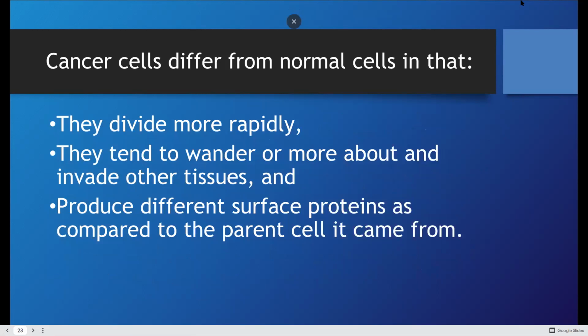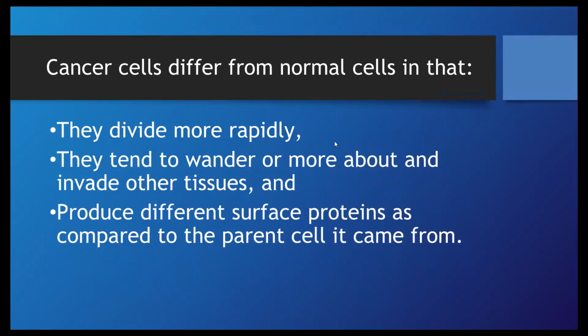Cancer cells differ from normal cells in that they divide rapidly. Remember that a normal cell takes time to divide because it needs to prepare itself for cell division. They tend to wander about and invade other tissues. They also tend to damage the DNA. And lastly, they produce different surface proteins compared to the parent cell they came from. So if it produces a lot of proteins, it also produces a lot of damaged cells.